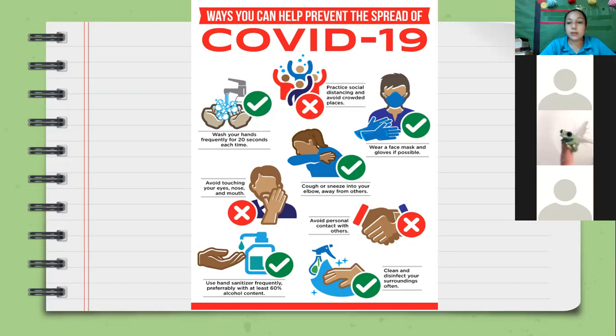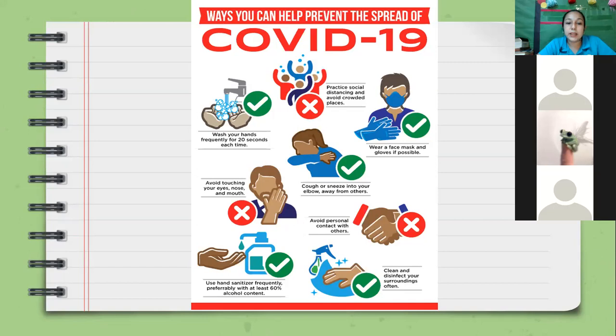Cough or sneeze into your elbow, away from others. So we practice this one. Avoid touching your eyes, nose, and mouth, okay? So you don't do that. Avoid personal contact with others. Okay, so we use an herbal, yeah? And we say only that. Use hand sanitizer frequently, okay?